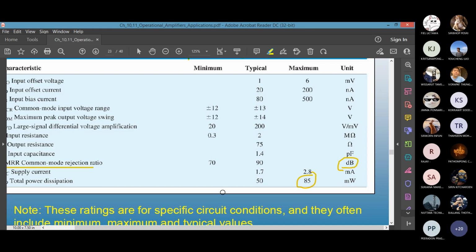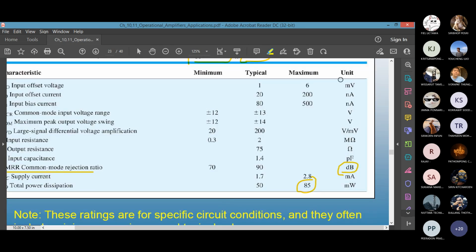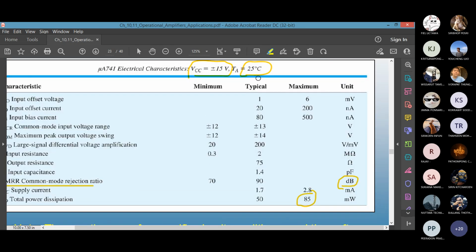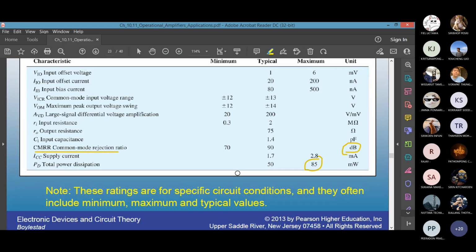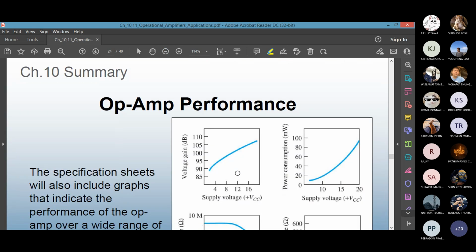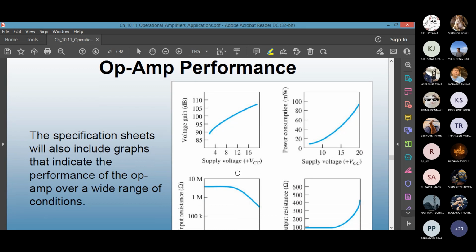Specific circuit conditions. If the operating temperature becomes 35 Celsius, I don't think you can use 85 milliwatts of power. You have to use a power derating curve, which means how much power you have to decrease for each degree Celsius in temperature increase. Sometimes the data sheet has this type of graph.